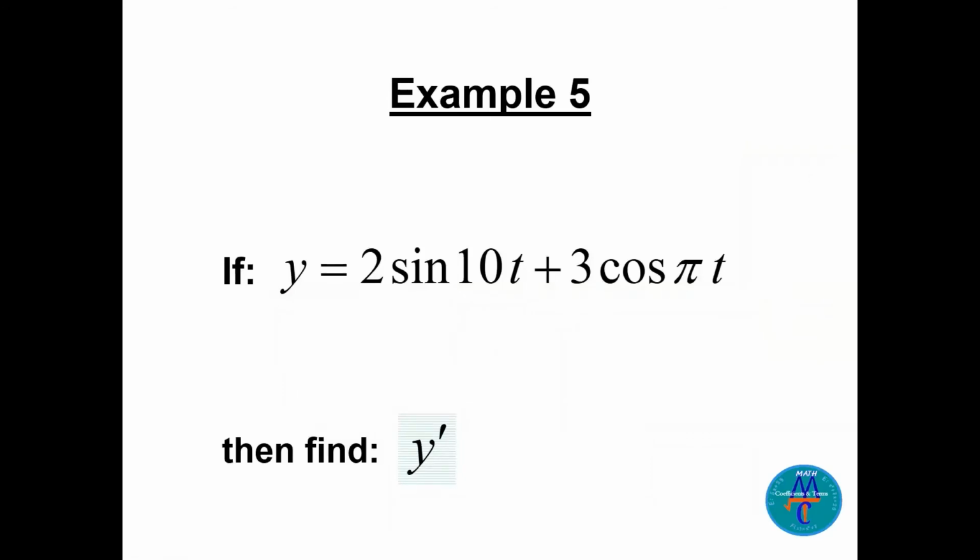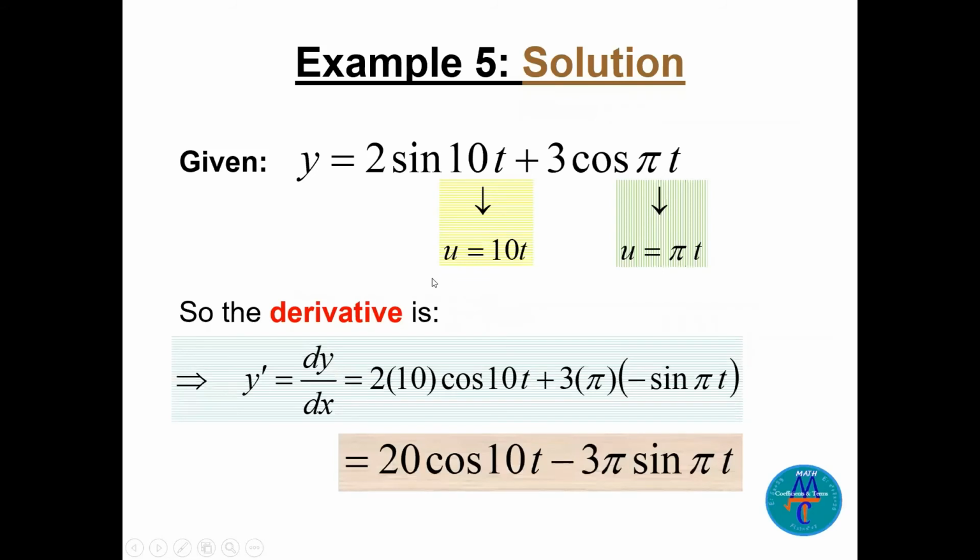We have y equals 2 sine 10t plus 3 cosine pi t. Let's find y prime. Here we have a sum. It's not a product, so that's easier. This is the sum of two functions. One is sine, one is cosine. But it's not cosine or sine of t or x. We have 10t, we have a cosine of pi t. That means this is u here. See, u here is 10t, and u here is pi t.